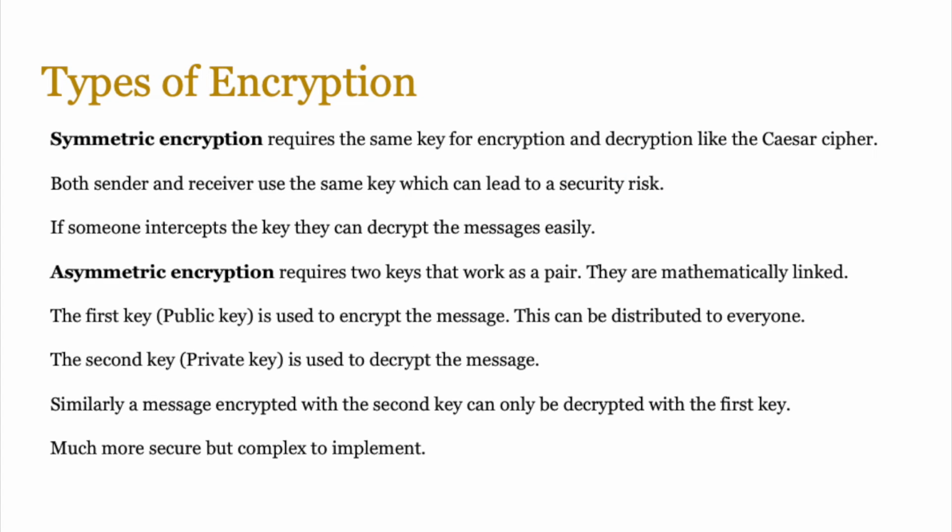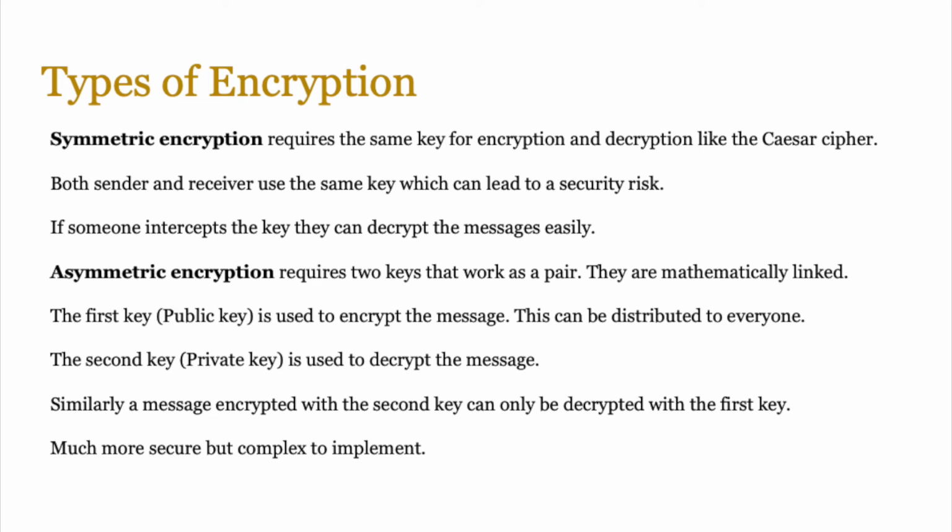Okay, so let's look at the different types of encryption out there. There's symmetric encryption, which requires the same key for encryption and decryption, like the Caesar cipher. Both sender and receiver use the same key, which can lead to a security risk. If someone intercepts the key, they can easily decrypt the messages that are being transmitted.